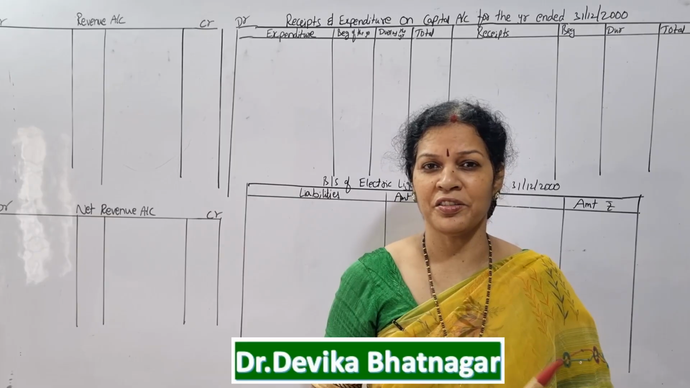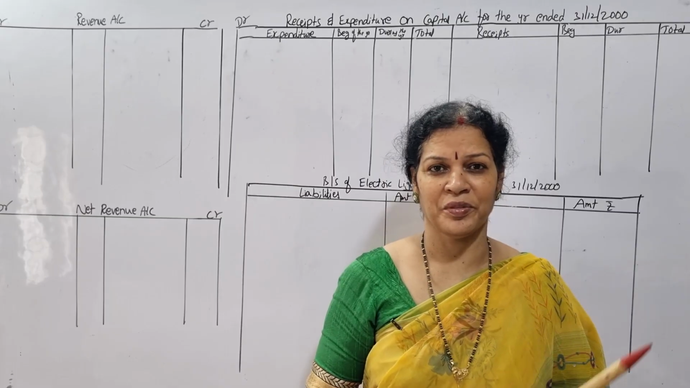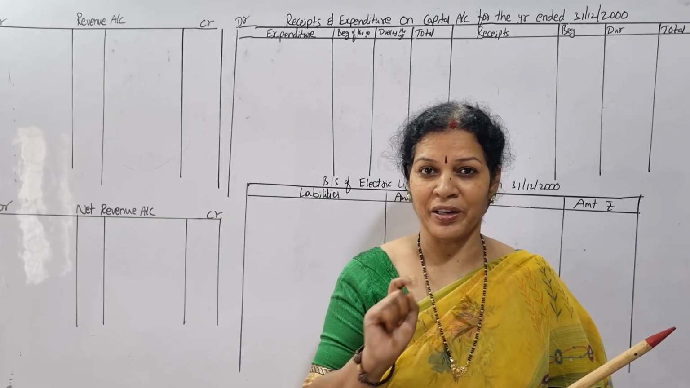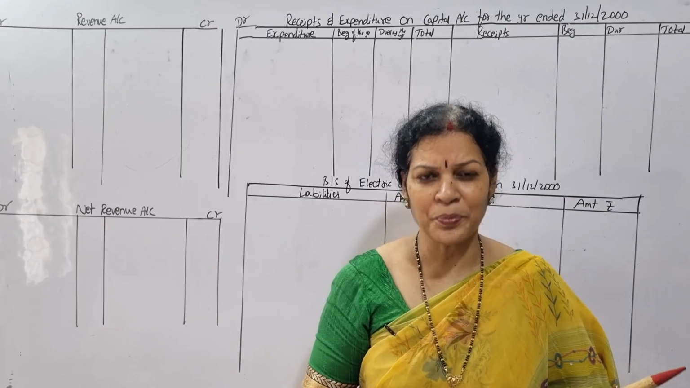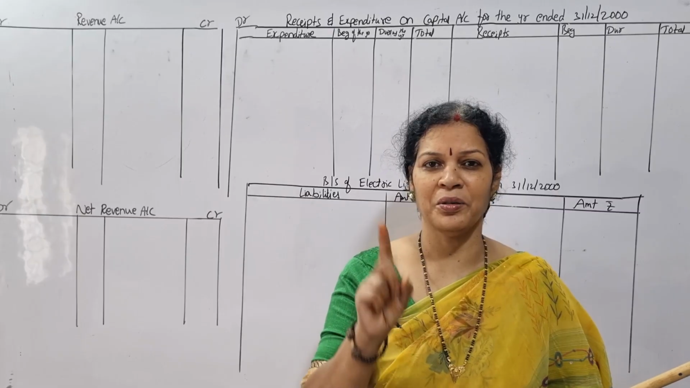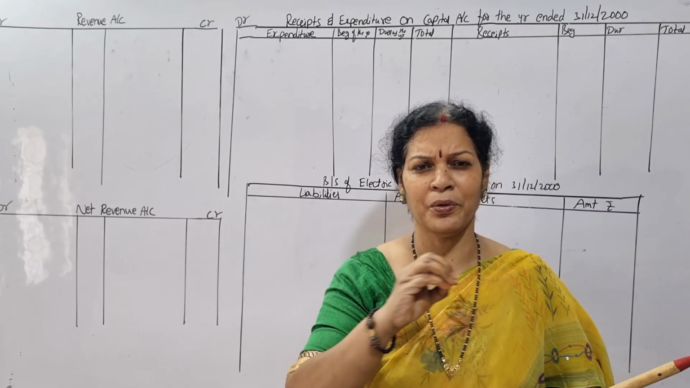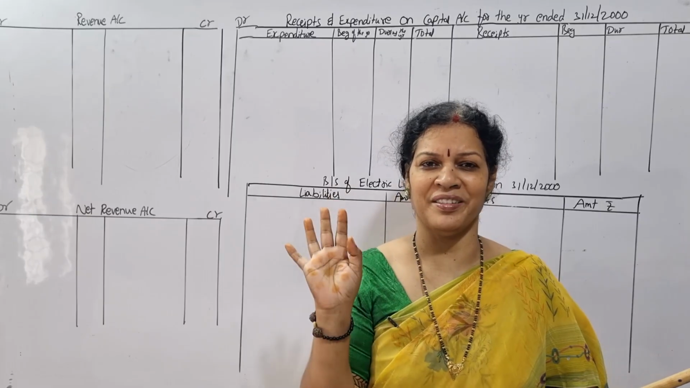Double accounting system in final accounts of electricity companies. Today is the last problem. Double accounting system of final accounts. Today's problem, we are going to work out all together: revenue account, net revenue account, capital account and balance sheet. All four together we are going to open.